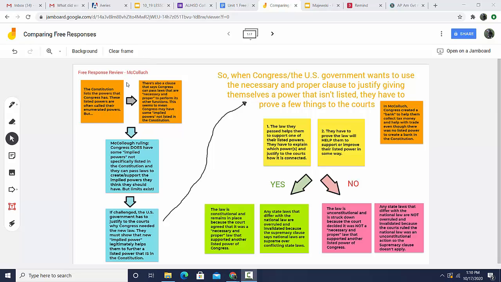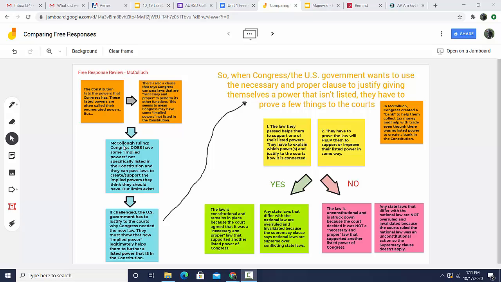All right, and we're going to start with a little background and remind ourselves of what the McCulloch decision tells us. So remember that the Constitution lists the powers that Congress has. All right, these listed powers are often referred to as the enumerated powers. Okay, I'll generally call them the listed powers throughout this presentation.